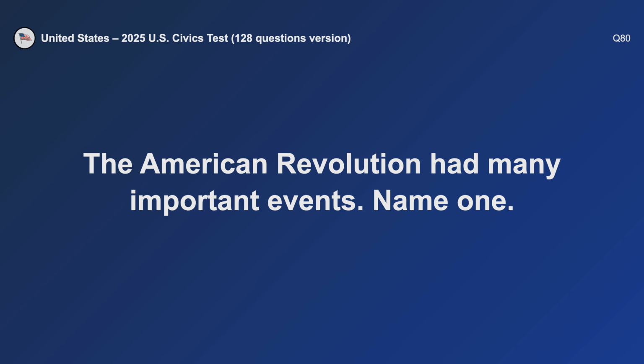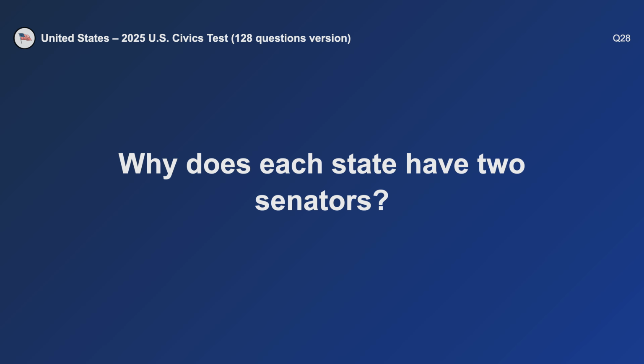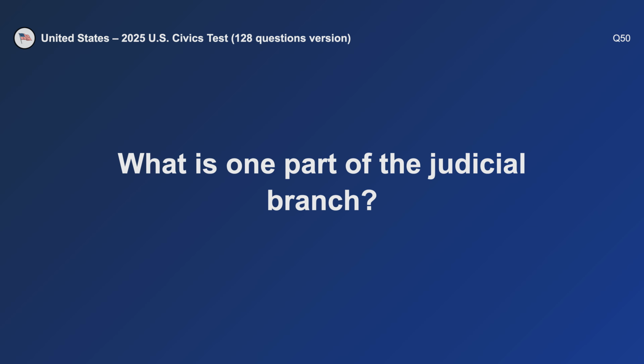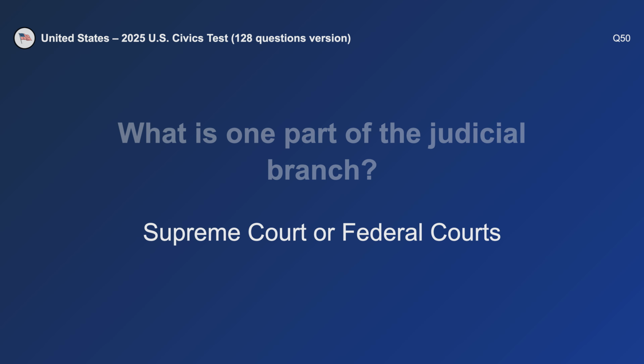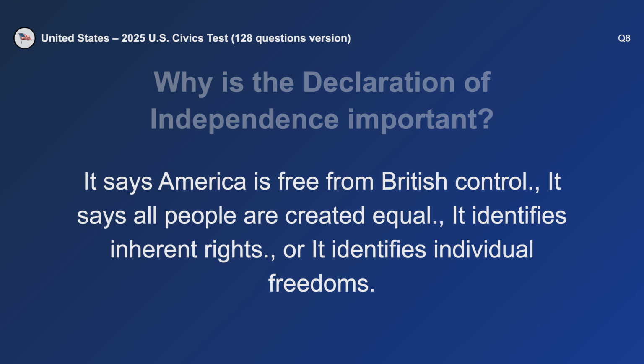The American Revolution had many important events. Name one. Declaration of Independence. Why does each state have 2 senators? Equal representation. What is one part of the judicial branch? Supreme Court. Why is the Declaration of Independence important? It says America is free from British control.